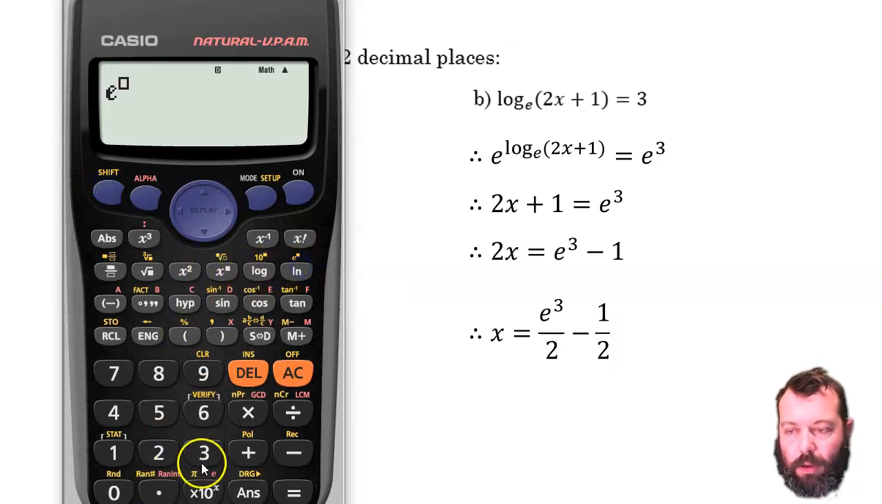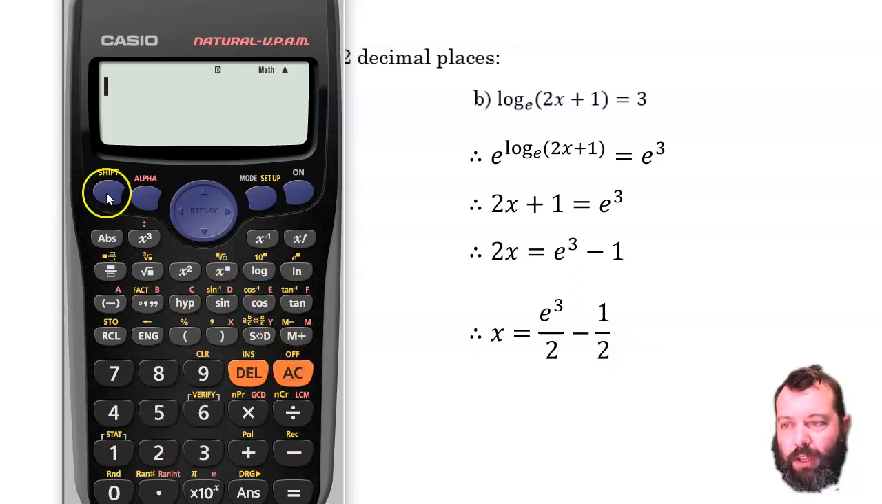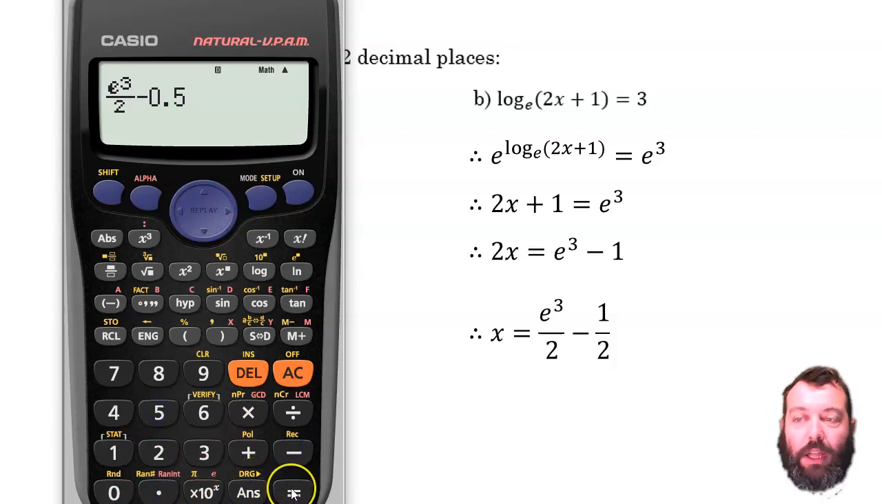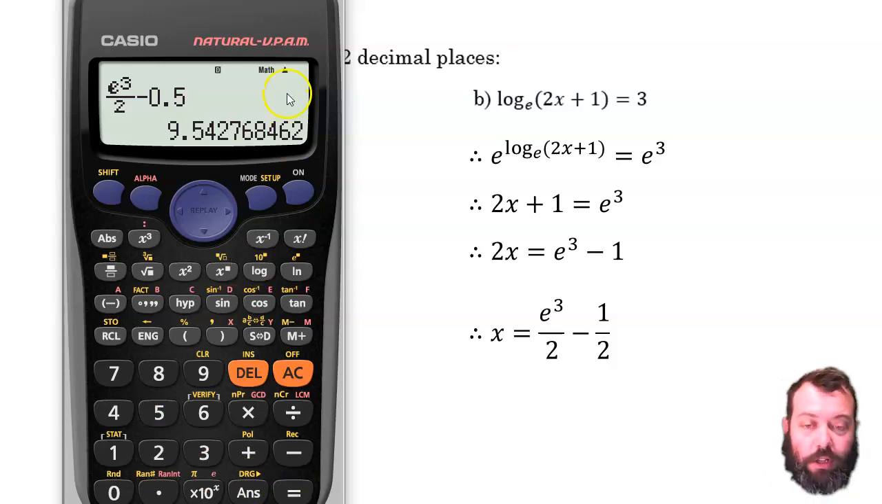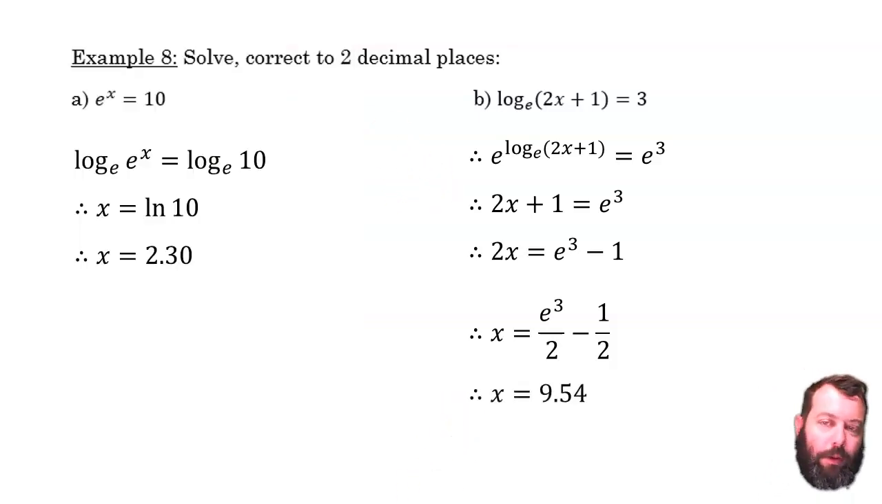So e to the power of 3, and we can use our fraction. Oops, not like that, is it? I can't even find the delete button. Okay, let's put our fraction here. e to the power of 3 over 2, minus, I'm going to save myself on the fractions here, 0.5. Okay, e cubed over 2 minus a half, about 9.5. Oh, 9.54, sorry, 2 decimal places were asked for. So there we go. Solving exponential and log equations.